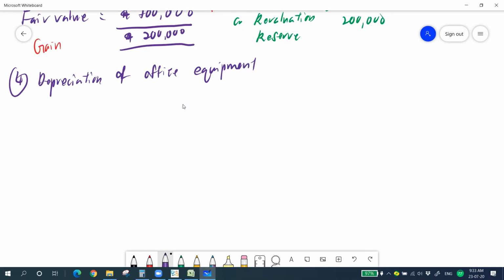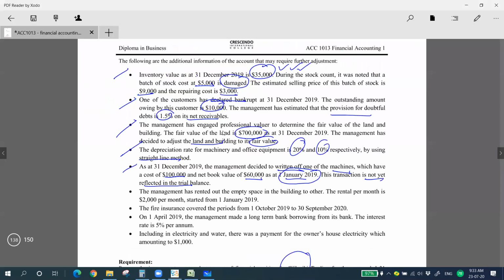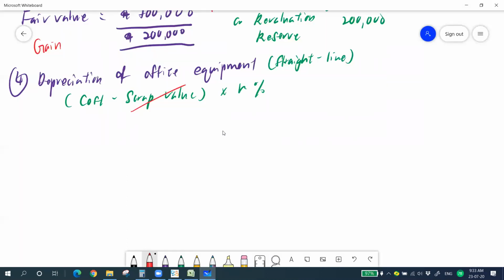All right. So what is the method used by the management? They use the straight line method. For the straight line method, the formula is cost minus scrap value times the depreciation rate. For this exercise, we are not given the scrap value, right? You see, no information on the scrap value. So we can calculate directly.